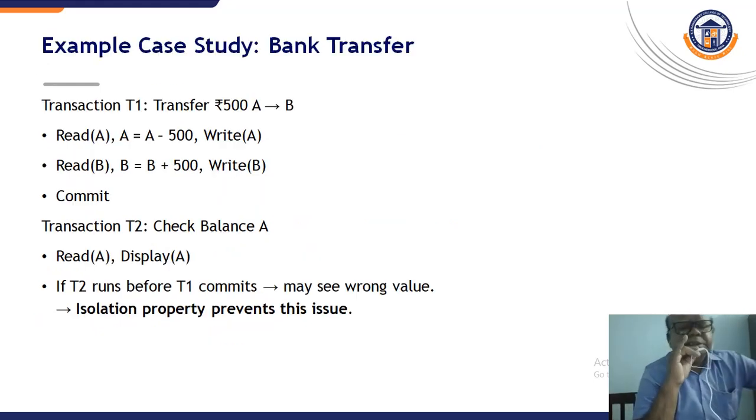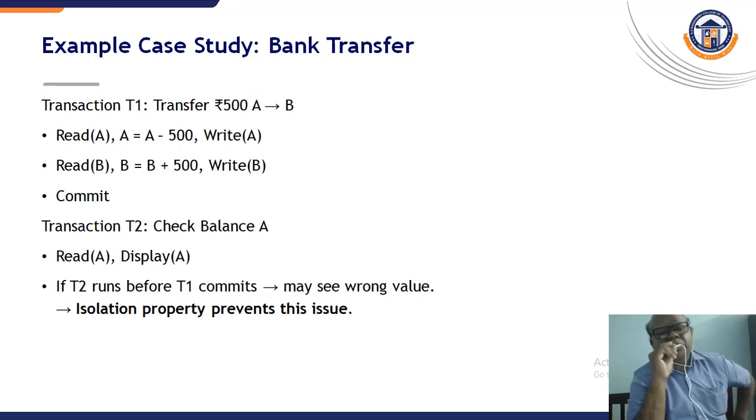So, a case study: bank transfer. Transaction 1 transfers 500 from A to B. The first operation reads A, debits 500 from A's account, and writes to A's account, so that 500 less will be written. Similarly it reads B's account and adds 500, so 500 will be added to B's account. Finally, commit.